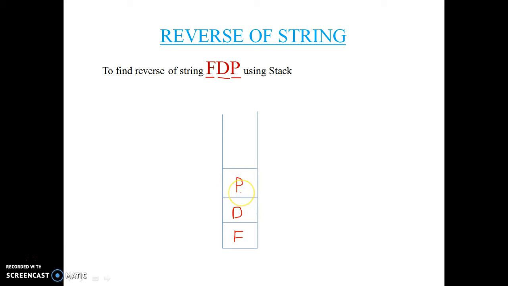We have to now perform deletion, that is pop operations on the stack. As you know that P is the topmost element, so we will delete P first. Now D becomes the topmost element, so we will delete D. And now F becomes the topmost element, so we will delete F. As you can see, we have obtained the reverse of the string. The original string was FDP and now the reverse of that string is PDF.